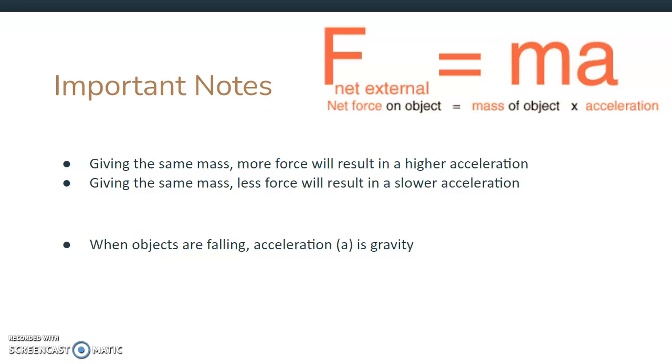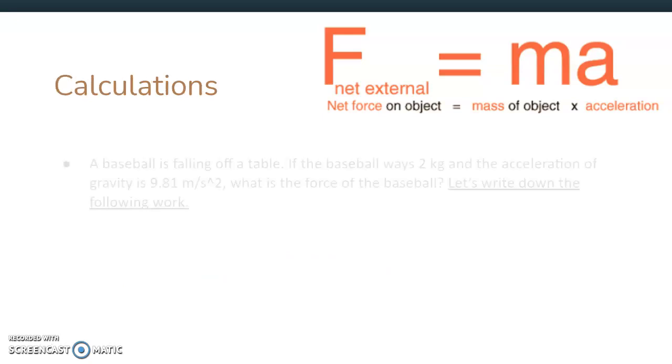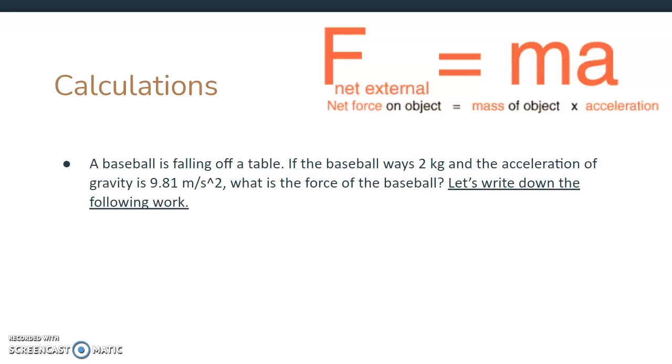So anytime we drop something, gravity is the force acting on it. And so gravity is always going to be the same anytime we see something fall, and that's going to be 9.81 meters per second squared. So just an important note to remember as we start doing some of these problems.